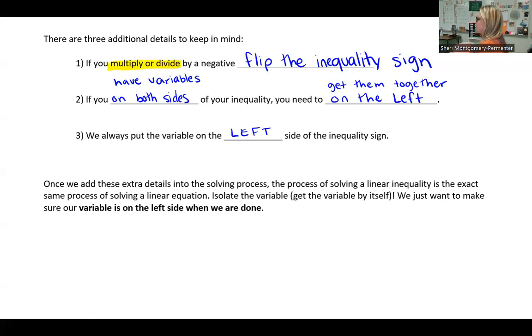I'm not as picky if it's an equal sign, it doesn't really matter, but because we're going to graph these, if you put the variable on the left, you're going to make less mistakes. So we're just going to get in the habit of always putting the variable on the left side of the inequality sign. Once we add these extra details into the solving process, solving a linear inequality is the exact same process as solving a linear equation. It's the same stuff as we did last class. We're going to isolate the variable, or get the variable by itself. We just want to make sure that the variable is on the left side when we are done.